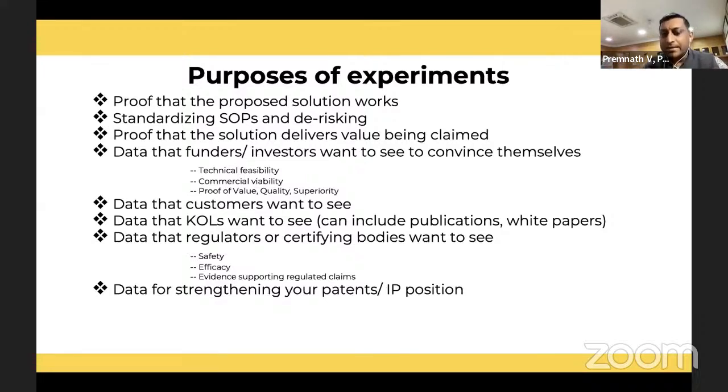And then the regulators, right? And here I want to point out a few things, the regulators and the certifying bodies in some other industries. Usually, for example, in medical devices, the regulators will look for safety, efficacy, and that you're not making unreasonable claims, right? This is the evidence that they're looking for. The first phase is safety, and the second, efficacy, and the last is evidence supporting whatever regulated claims. So if you're saying that this treats somebody, that is a regulated claim, okay? And you need to provide evidence for it.